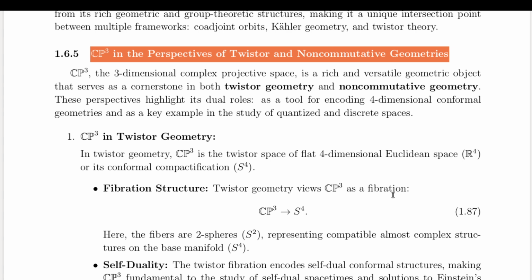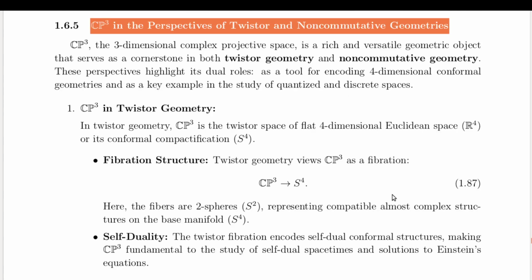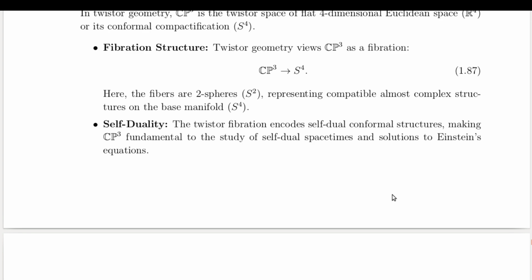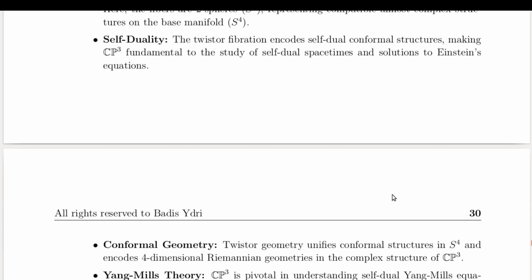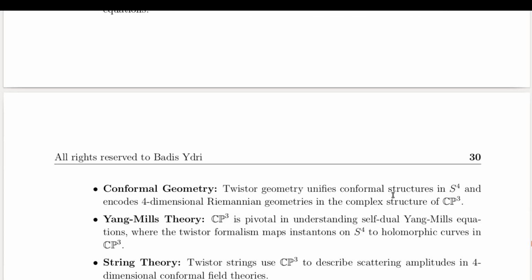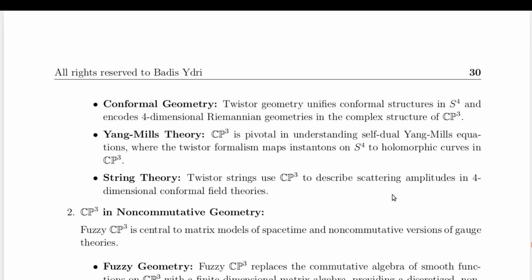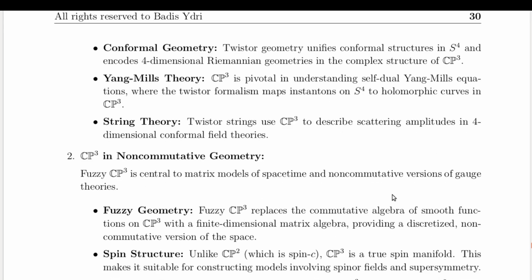In Twistor geometry, CP3 serves as the Twistor space of S4, encoding conformal and self-dual structures. Its fibration, where the fibers are two spheres, connects geometric structures on S4 to complex structures in CP3. This structure makes CP3 essential for understanding self-dual solutions in gravitational and Yang-Mills theories, linking it to quantum field theory and geometry. In non-commutative geometry, CP3 transforms into a fuzzy space.